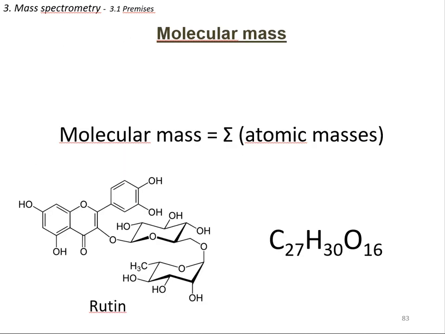What is the mass of a molecule? Well, this is the sum of the mass of the atoms composing this molecule. Here you have the case of rutin, which is a phenolic compound conjugated with sugars. And the raw formula is C27H30O16.